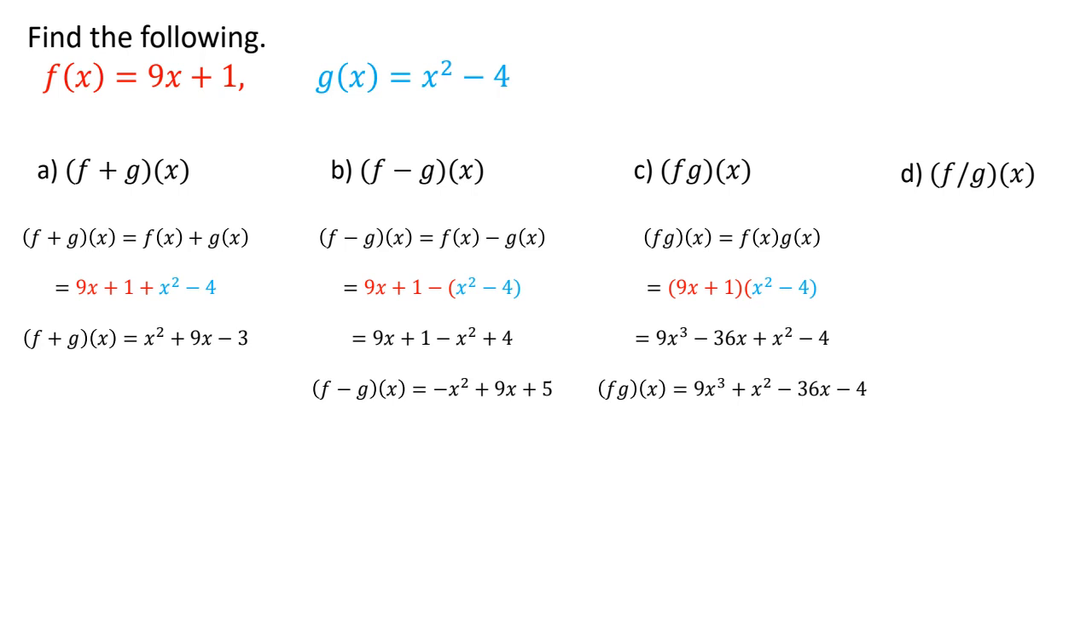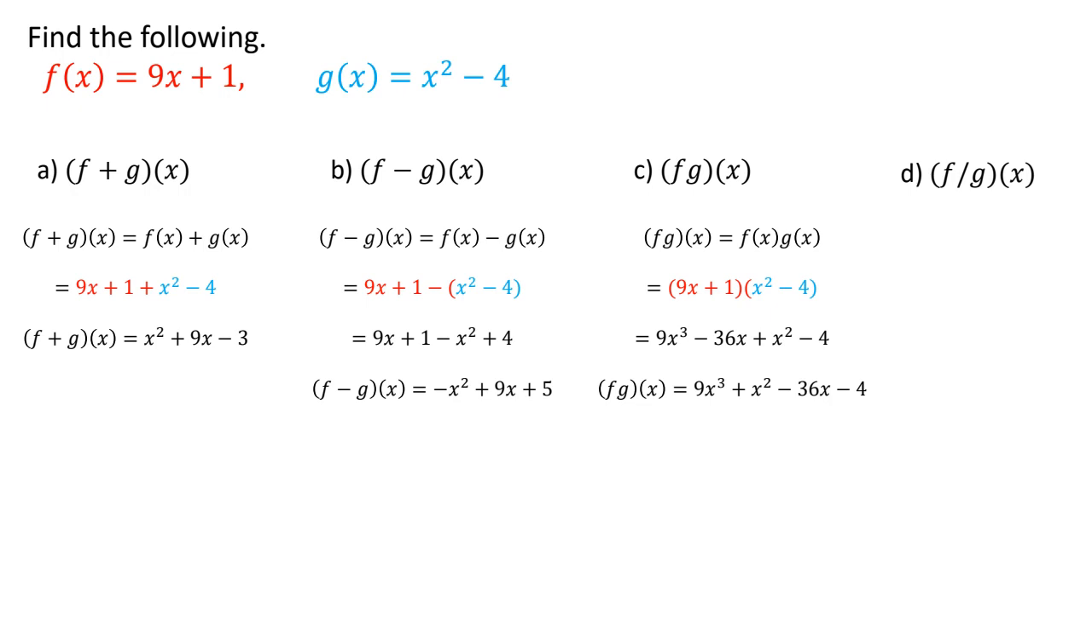So again, my red is the f of x, which is 9x plus 1. My blue is the g of x, which is x squared minus 4. And to do this product, I just have to do FOIL, right? I have to distribute the 9x to the x squared and the minus 4. That gives me 9x cubed minus 36x. And then I have to distribute the 1 to the x squared and the minus 4, which gives me the positive x squared and the negative 4.